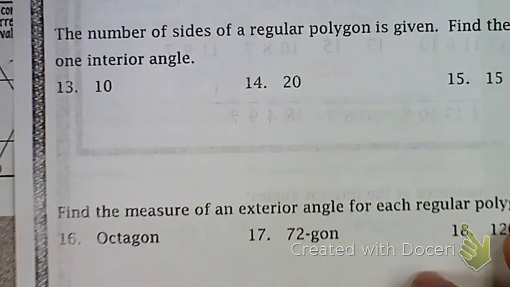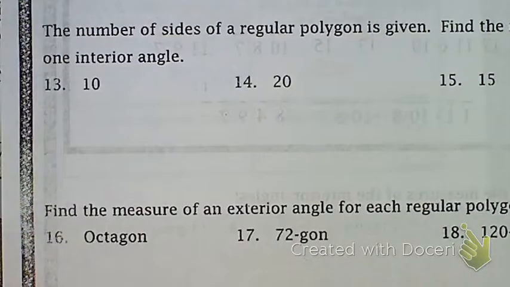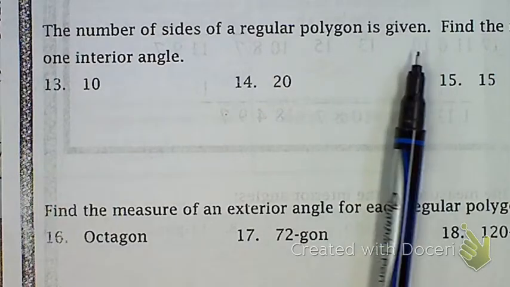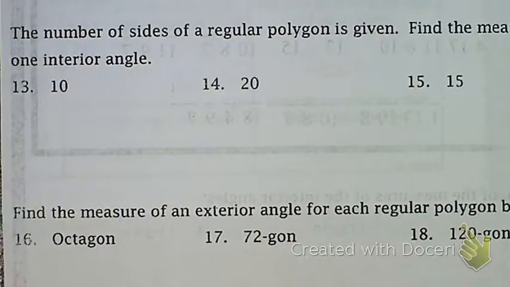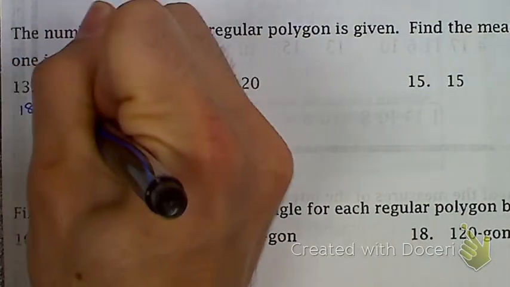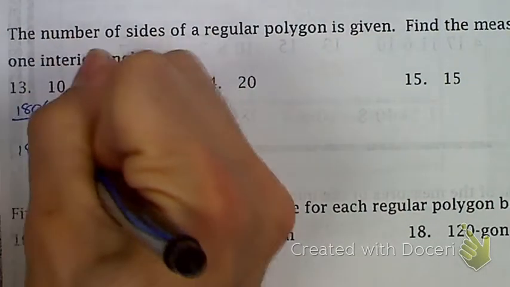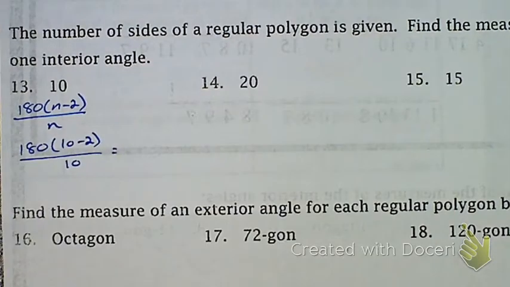And lastly, oh wait, we have 2 more types. The number of sides of a regular polygon is given. Find the measure of one interior angle. What is the equation for the measure of one interior angle? 180 times n minus 2, divided by n. 180 times 10 minus 2, divided by 10. What is 10 minus 2? 8.